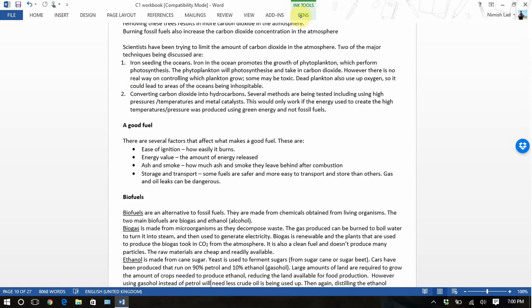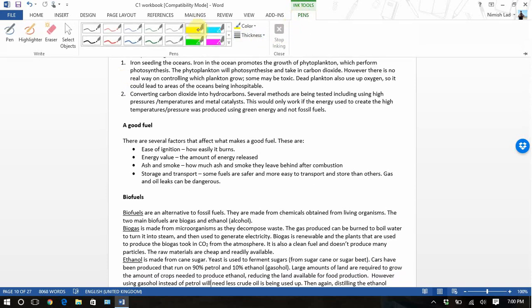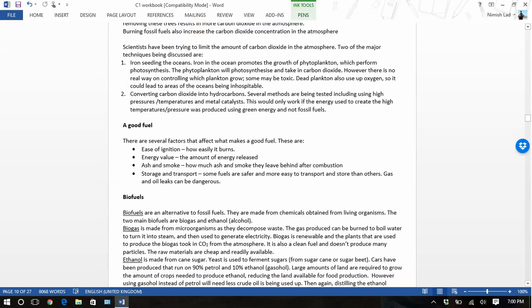So, good fuels. We've got all these options for fuels. What makes a good fuel? How easy it is to light. You want a fuel that is very, very easy to light. It burns very easily. You want it to have a high energy value, so for a very small amount of mass, you want it to give out quite a lot of energy. You want a lack of ash and smoke. You don't want any waste being left behind, and you want it to be easy to store and transport.